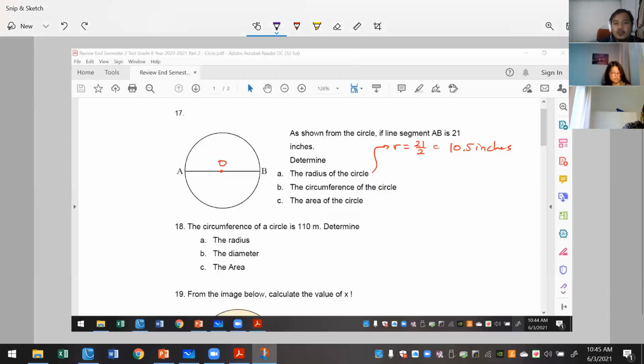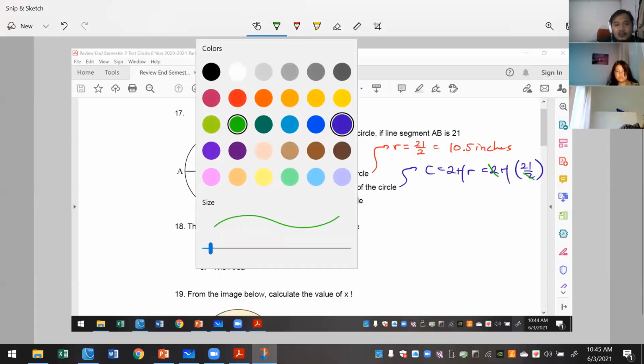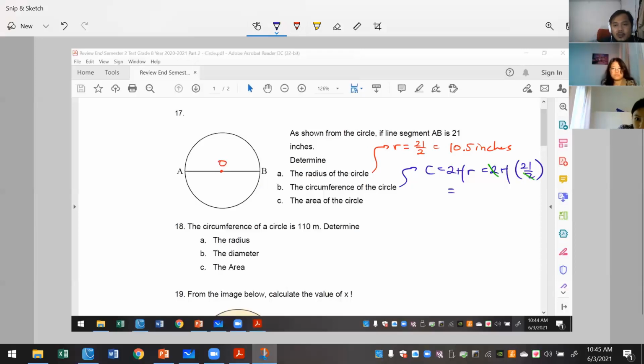So the circumference, we know that the formula is 2 pi r, right? I can just write this down as 2 pi and then bracket, because we know the r is 21 over 2. And remember that I said before, canceling here, I can just cancel this too. I can have just 21 pi. So that is going to be the final answer for this question. So this is going to be equal to 21 pi inches.